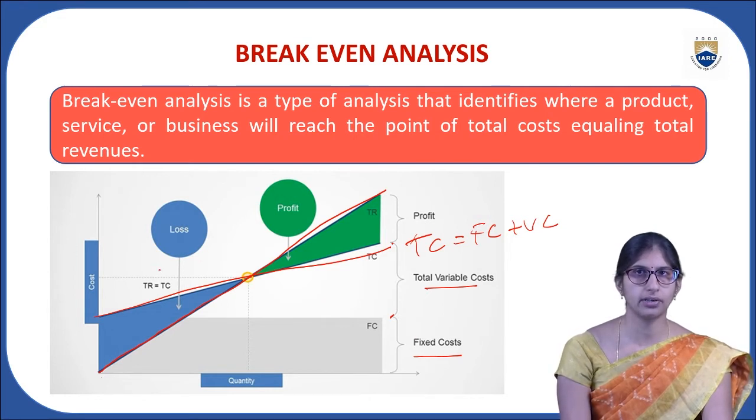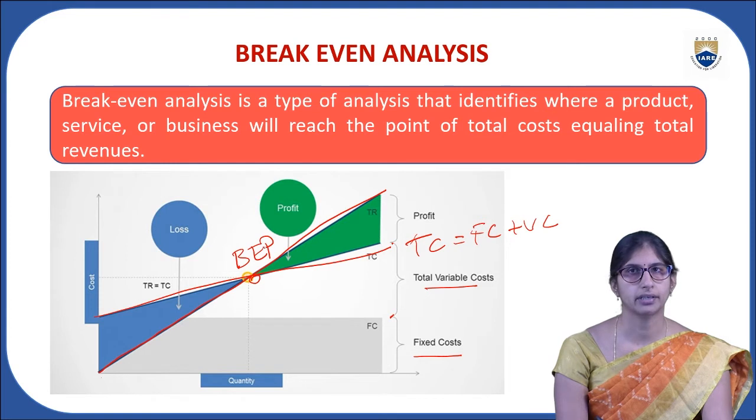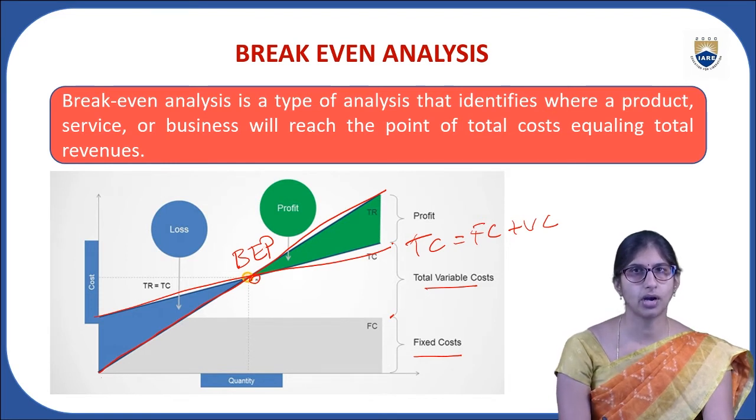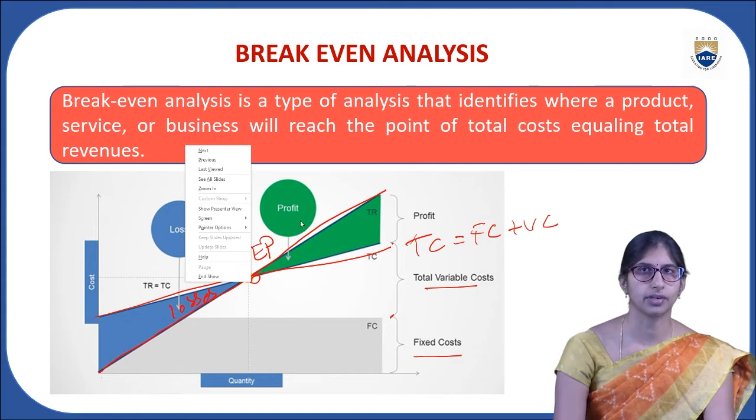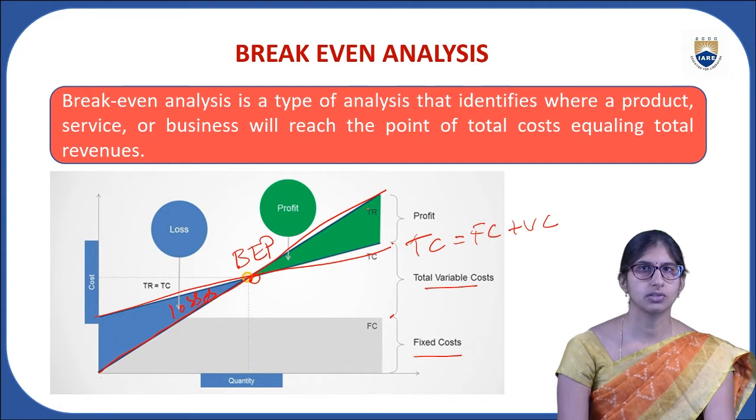At the point of intersection of total cost and total revenue, this is the point we call the break-even point. Till this particular point, our product is incurring losses. Beyond this break-even point, the product or service is going to have profit. This is the profit zone. So this is the loss zone, and this is the profit zone.